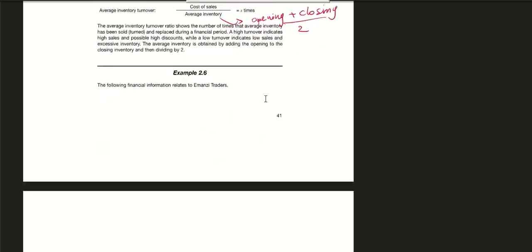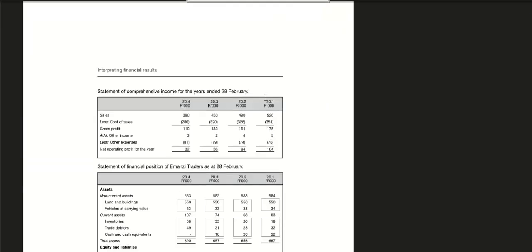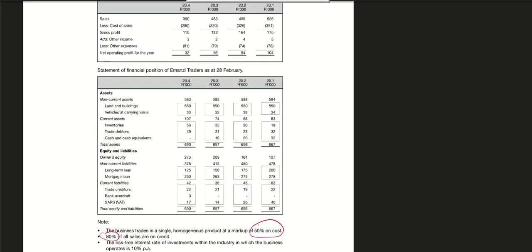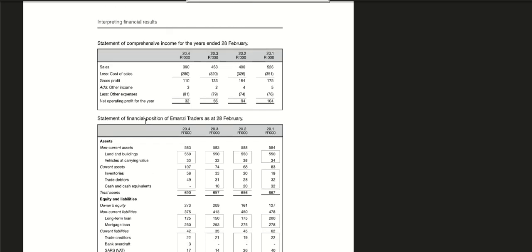And such exercises, for example 2.6, is a good one. You look at it here, they provide you a statement of financial position, which is a balance sheet. Like we said, asset equals equity plus liability. You can see asset on its own, equity plus liability. You have equity, owner's equity. You have non-current, current liability. You have non-current, current asset. Very important. And they give you multiple years, right? For 4 years here.